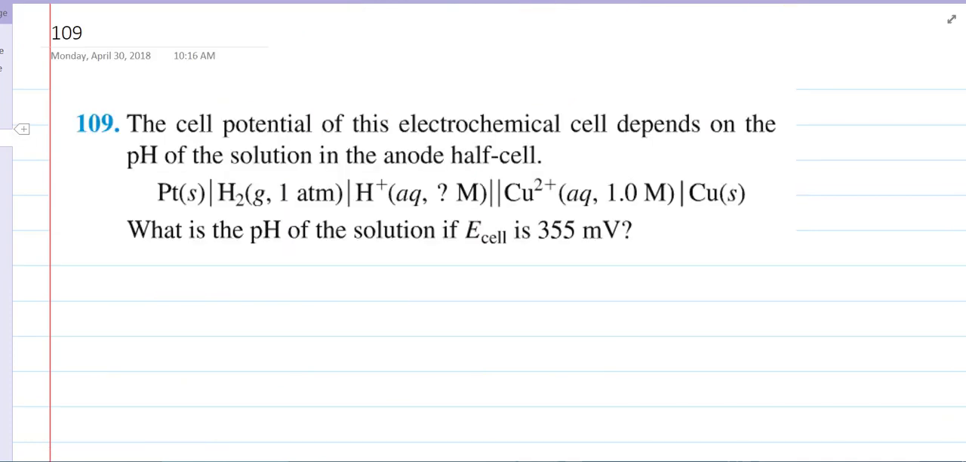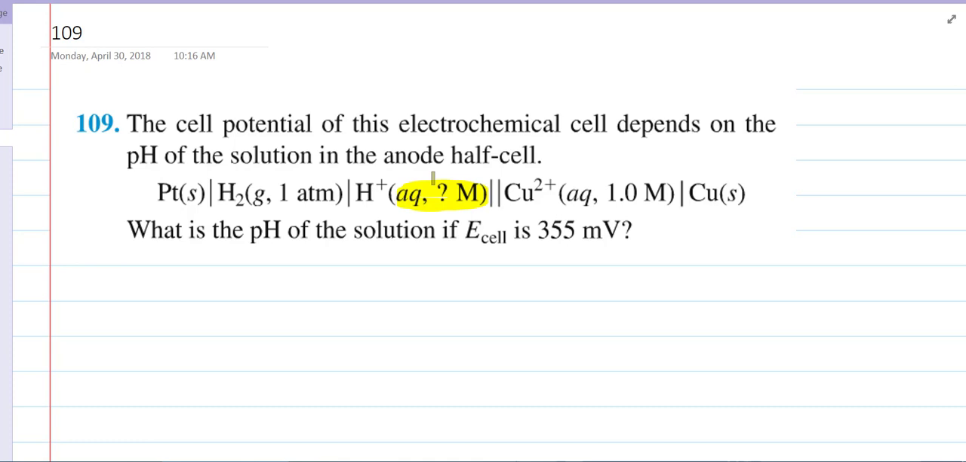109. What is the cell potential of this electrochemical cell? And it depends on the pH of the solution. Look at this stuff. So we've had equilibrium going on, ice tables. Now we have pH, all in chapter 19. This is kind of fun. So we're looking for, right there, what's the pH? E cell is given, and gives us E cell.